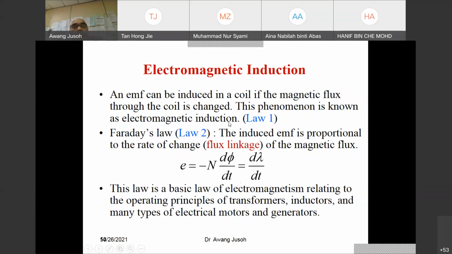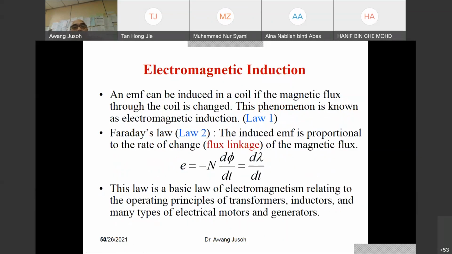The first law is regarding when the magnetic flux changes, it produces voltage. And the second law states that the rate of change determines the voltage induced. The bigger the rate of change of flux or flux linkage, the bigger the voltage or current induced. You get the voltage, you get the current, but provided the circuit is closed. If the circuit is open, you just have voltage, no current. But if the circuit is closed, you have current.